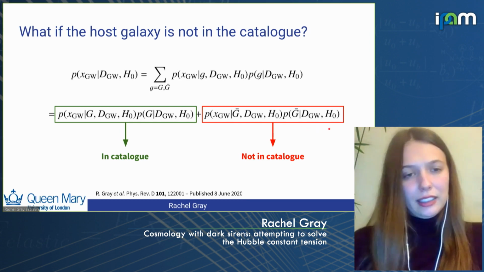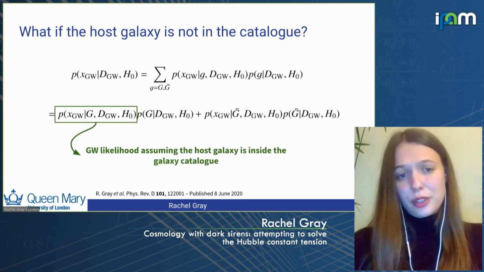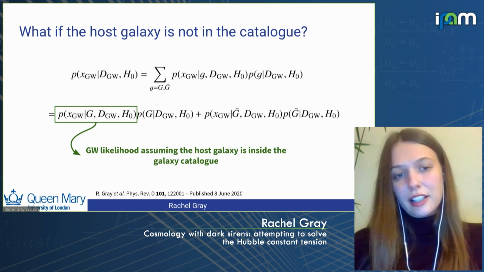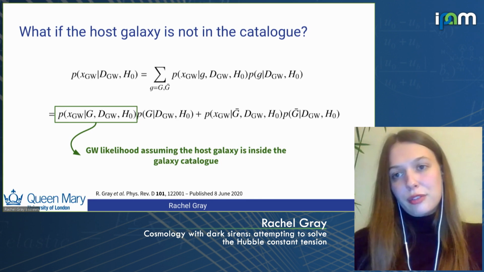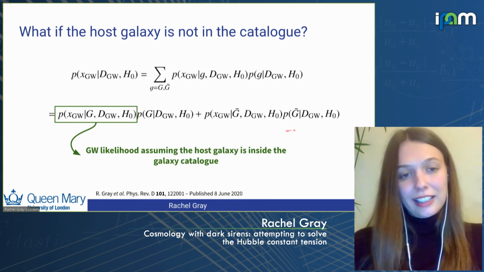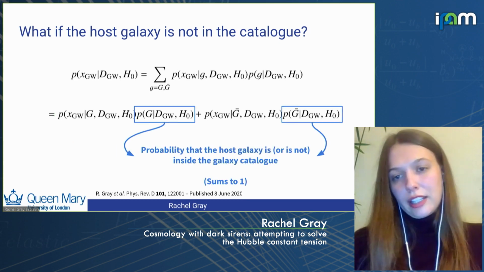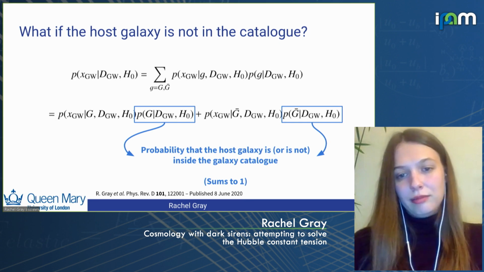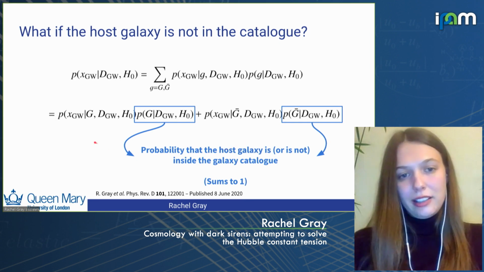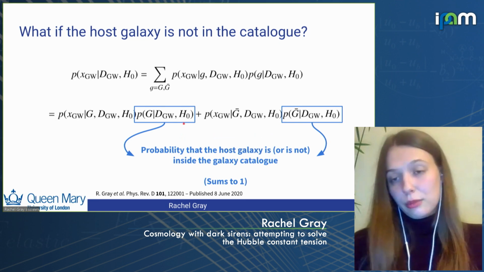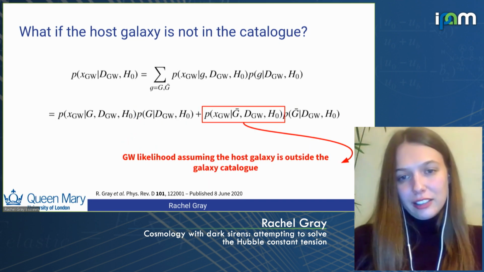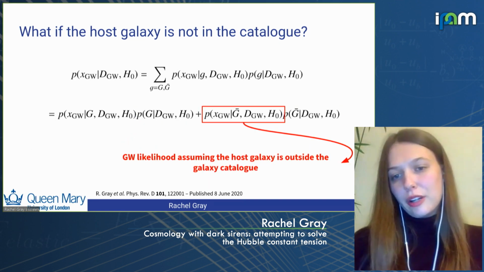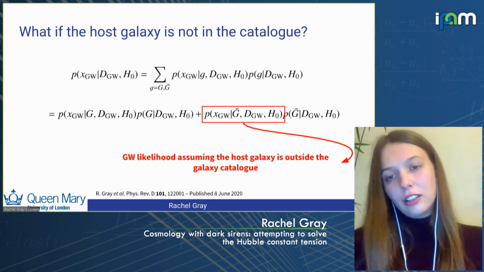So very briefly, to look at each of these terms, this first one here is just what I described a few slides ago. It's the gravitational wave likelihood, where you use the redshift prior from the galaxy catalogue. So it's just your sum over galaxies. These two terms here are just regular probabilities, the probability that a host is in the galaxy catalogue or not, which weight these two likelihood terms. They have to sum to 1 because the host galaxy has to be somewhere. And then the final term is the gravitational wave likelihood, assuming a host galaxy is outside the galaxy catalogue.